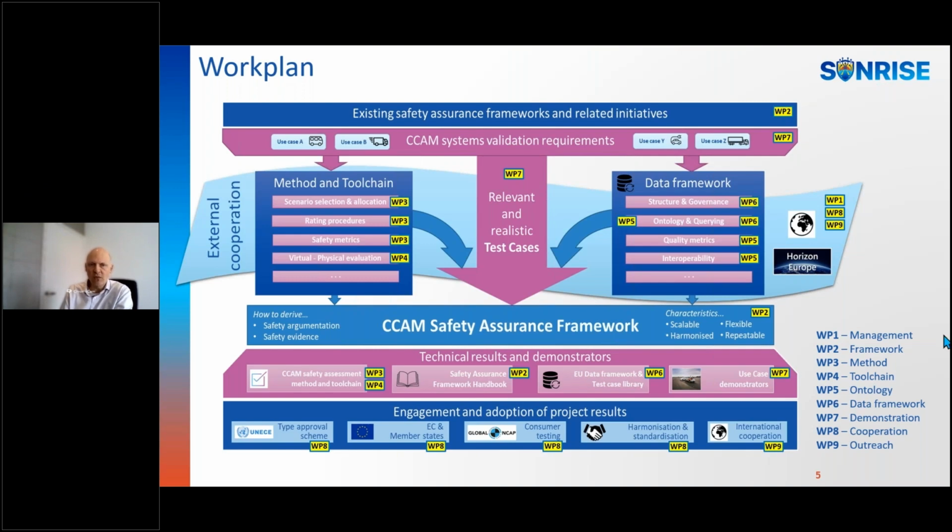So there you can think of scenario selection and allocation, but also the rating, safety metrics, but also the relationship, how can you ensure that the virtual and the physical testing can both be used. So the evaluation of the virtual versus the physical testing. On the other hand, an important component of the Sunrise project is related to the data framework. There we look at things like the ontology to ensure that we're talking the same language among the different components. Again, like the quality metrics, but also the structure and the governance. These are very important topics.